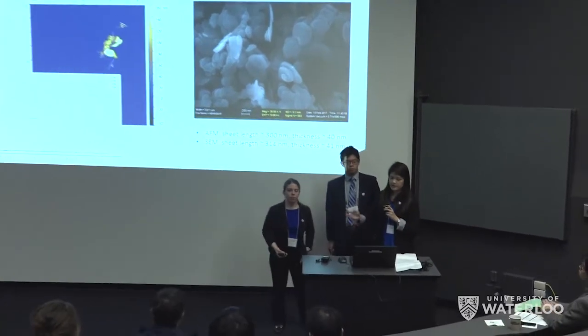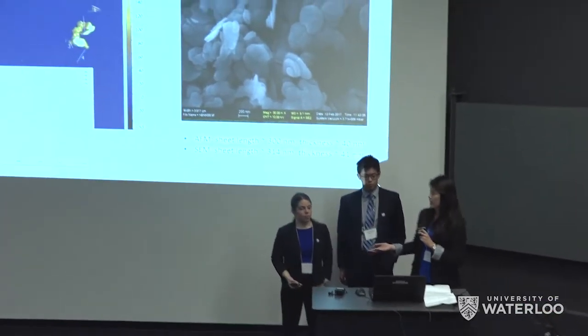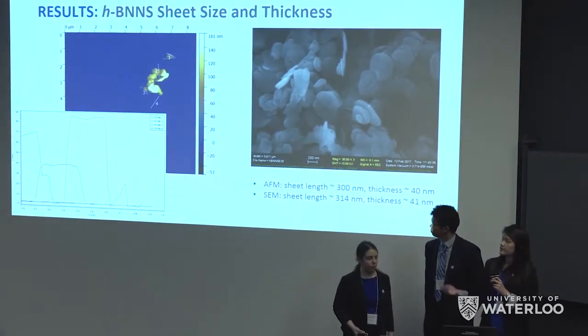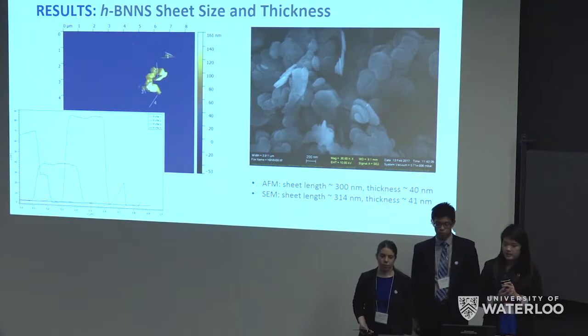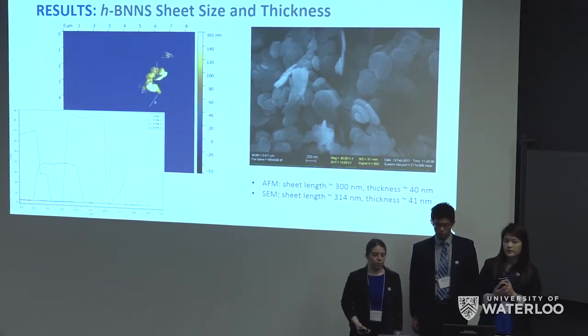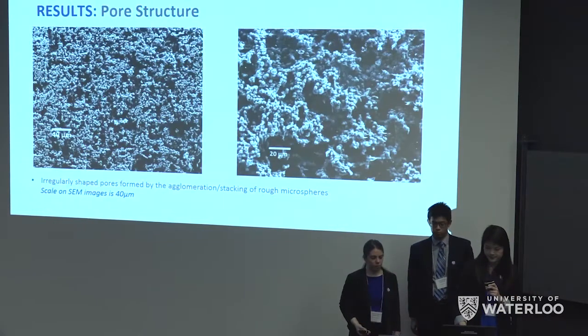On the left, you can see the AFM profiles. There is a bit of aggregation, but if you look at profile 4, it gives a sheet length of about 300 nanometers and also a thickness of about 40. We also did the same with SEM, and we confirmed these dimensions.